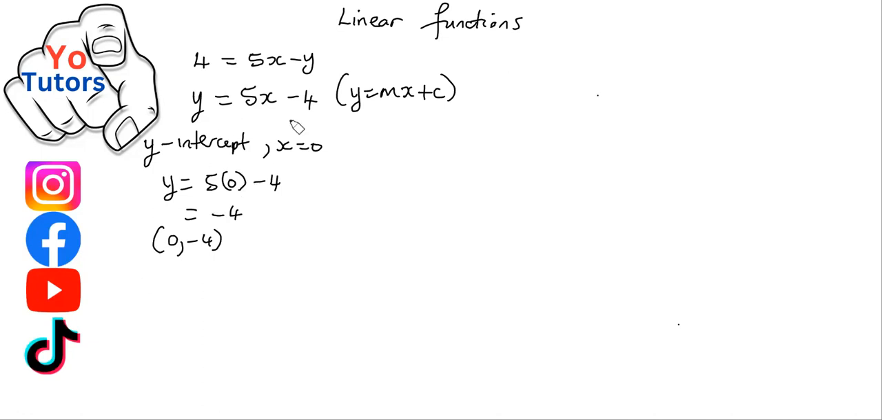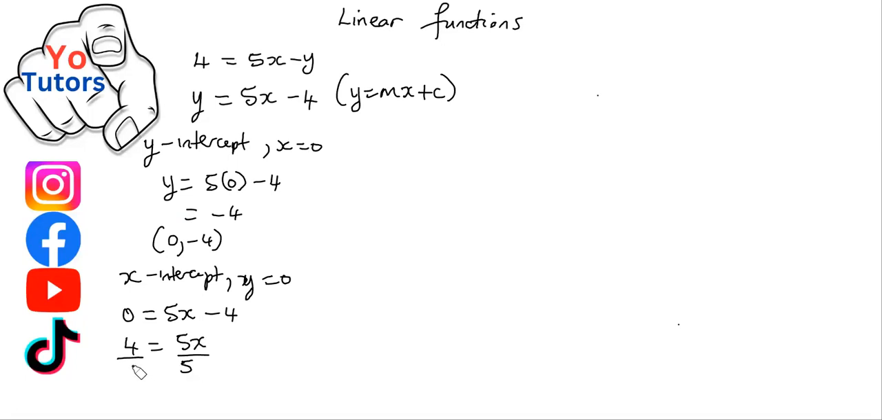Then our x-intercept: we are making x the subject of the formula and y is 0. So for the x-intercept, y is equal to 0. Then in this case, we're going to have 0 is equal to 5x minus 4. Then we take the 4 to the other side. It's going to be 4 is equal to 5x. Divided by 5, we get x is equal to 4 over 5.